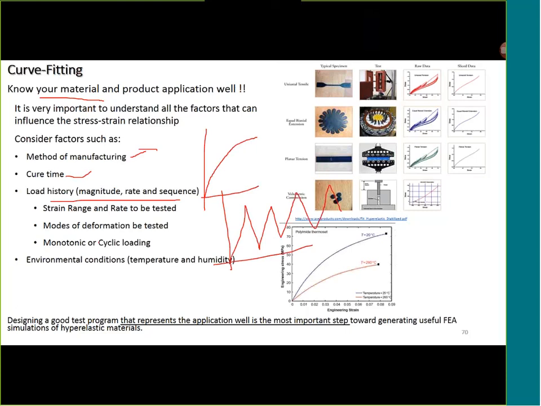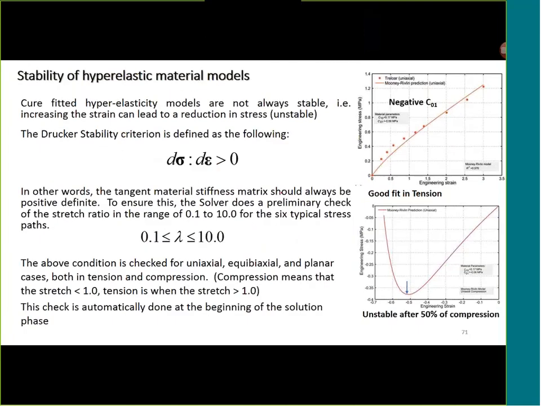Environment condition: whether it is going to operate at 20 degrees Celsius or 200 degrees Celsius, depending on that the stress strain curve will be completely different, and the environment you need to test will be completely different. So knowing your material and product is very important to decide the testing program that you need to tell your lab. Okay, you conduct this kind of test for your material.